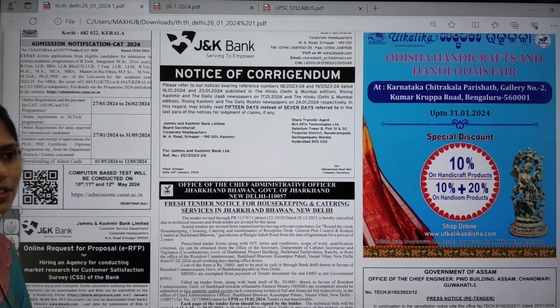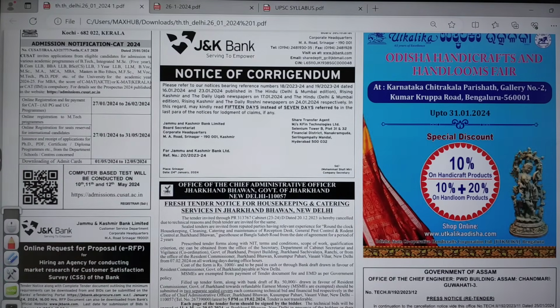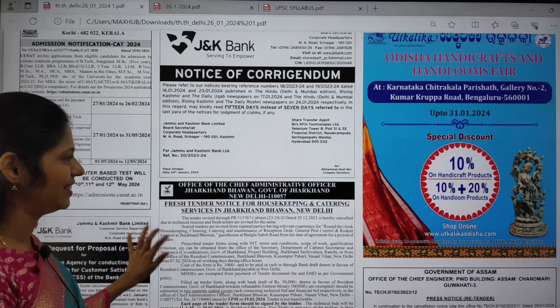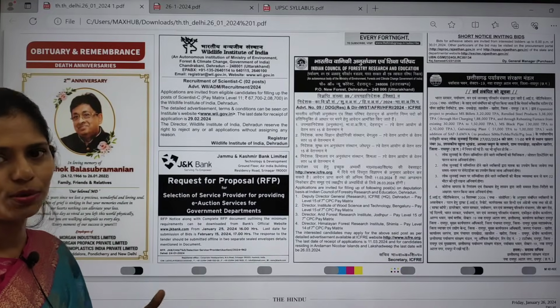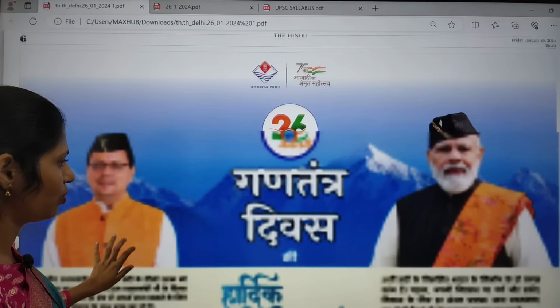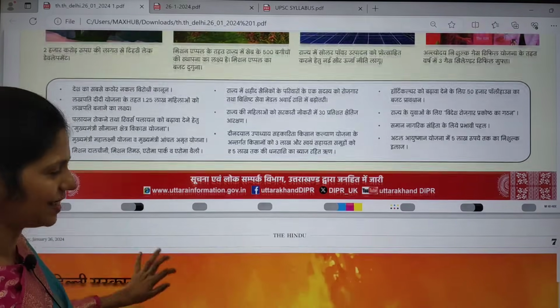One thing is, after this class, please watch the live Republic Day celebrations in Delhi, because you can see the parade, and different police forces will be doing stunts. It will be very nice. After this class, I will be sitting and watching that.